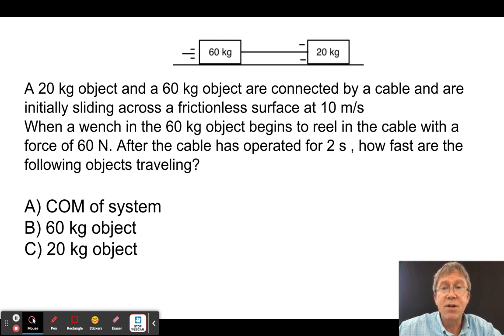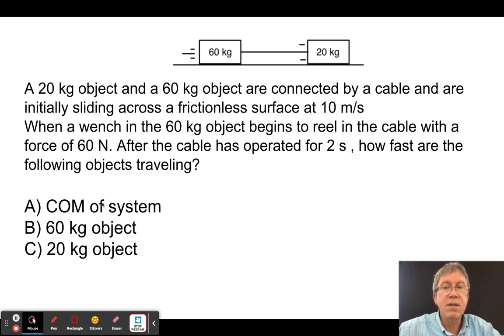A more likely scenario you'll get is something like this. So I have a 200-kilogram object and a 60-kilogram object that are connected by a cable. A lot of times they do this with spaceships because that way there's no external force. I'm just going to say sliding across a frictionless surface at 10 meters per second. A winch, which is a device that coils up a cable, in the 60-kilogram object begins to reel in this cable. So it's bringing the two objects closer together with a force of 60 newtons. After the cable is operated for 2 seconds, how fast are the objects traveling?